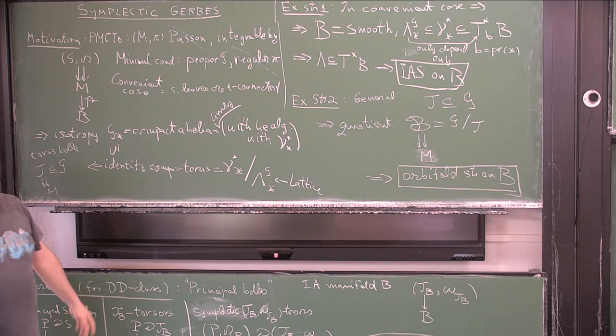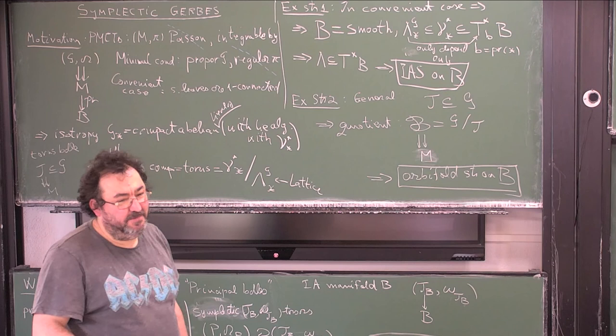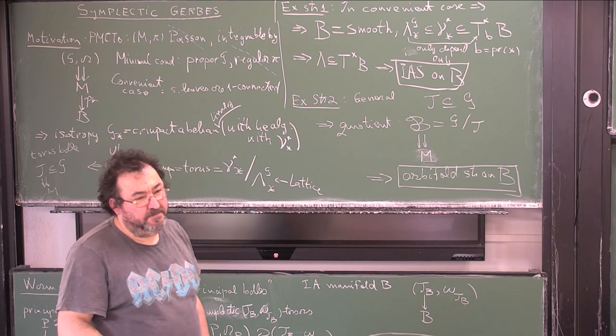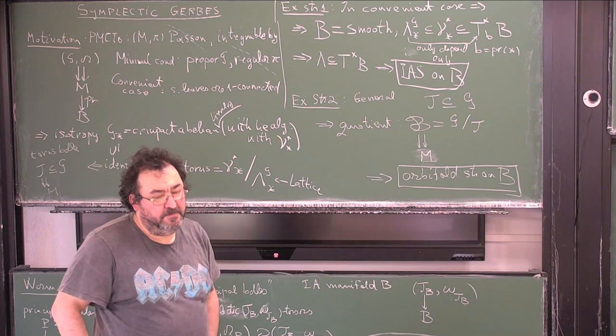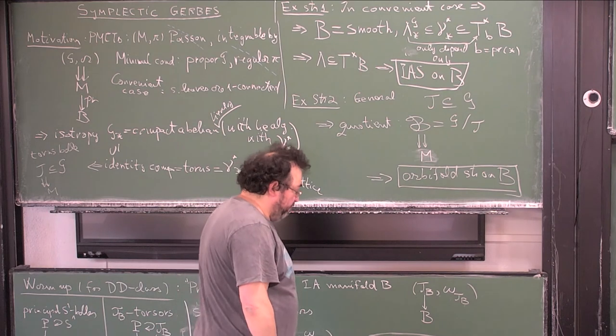Do you think that singular integral affine structures are relevant in any way? Just because when people study integral affine structures, there are so many other examples that are slightly singular in some way. Do you think those are relevant to Poisson groupoids? I mean, to symplectic groupoids?